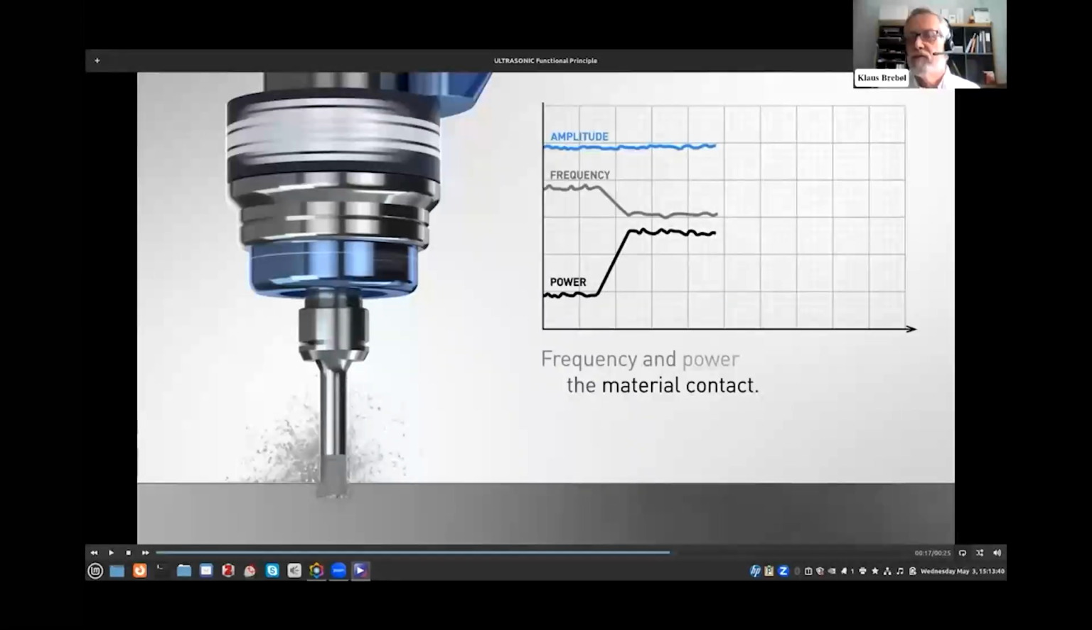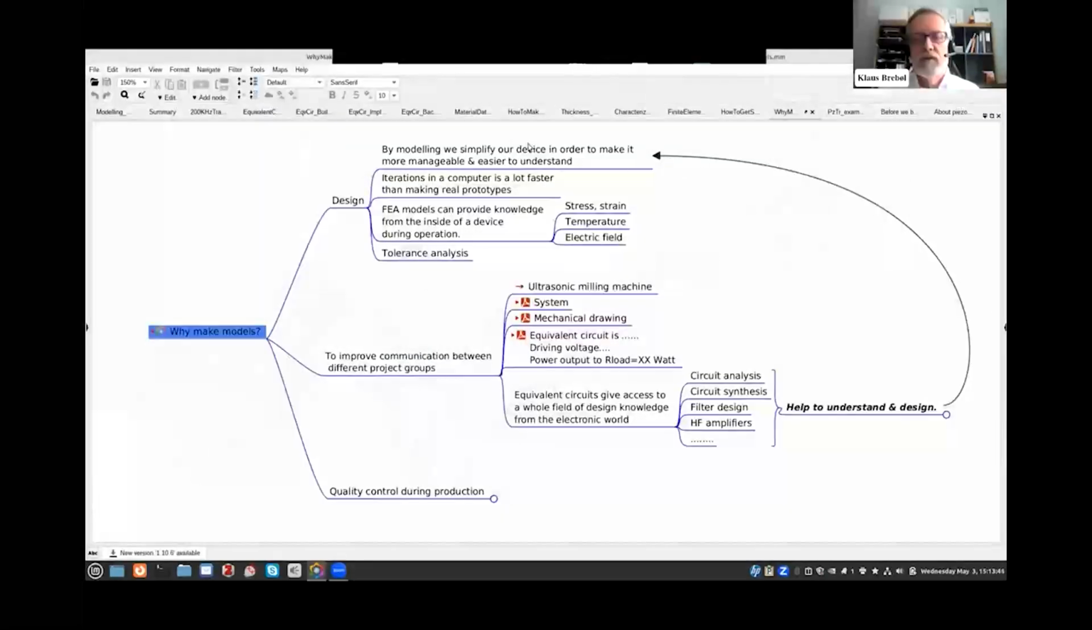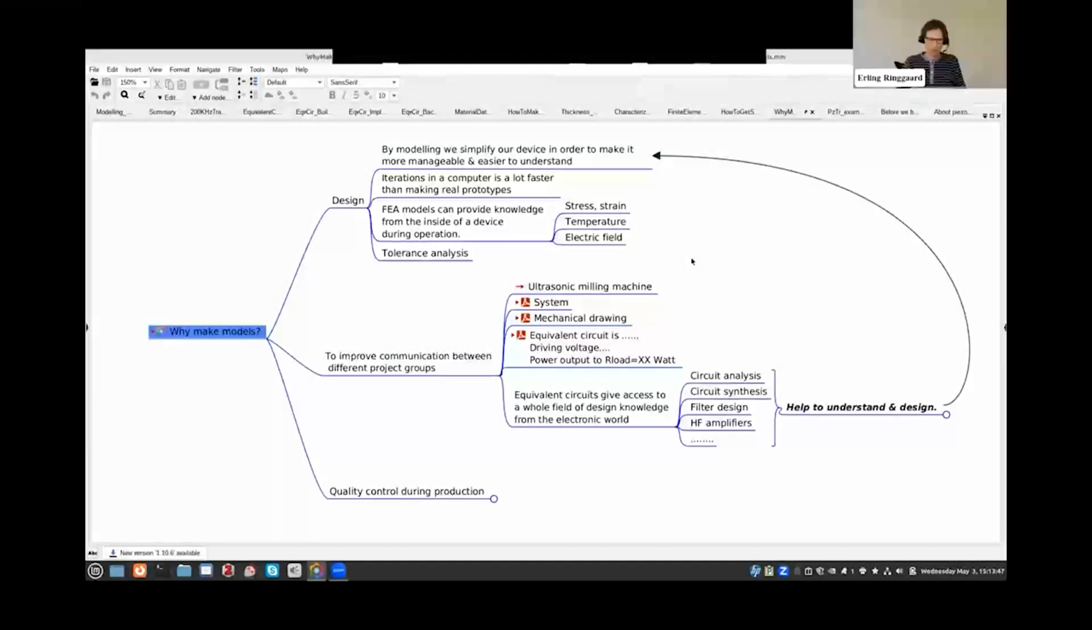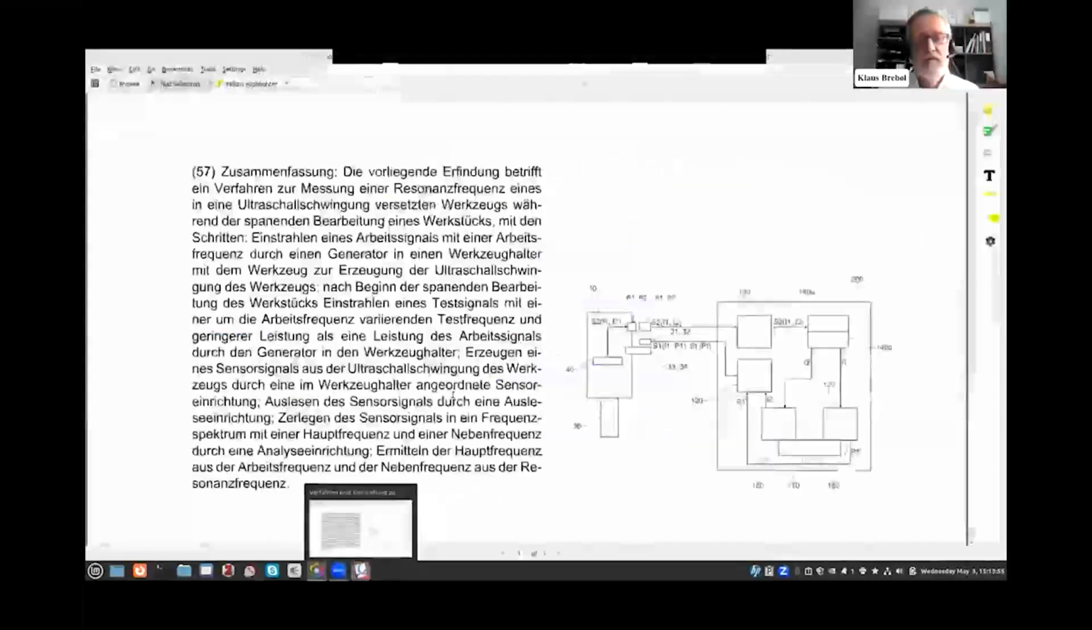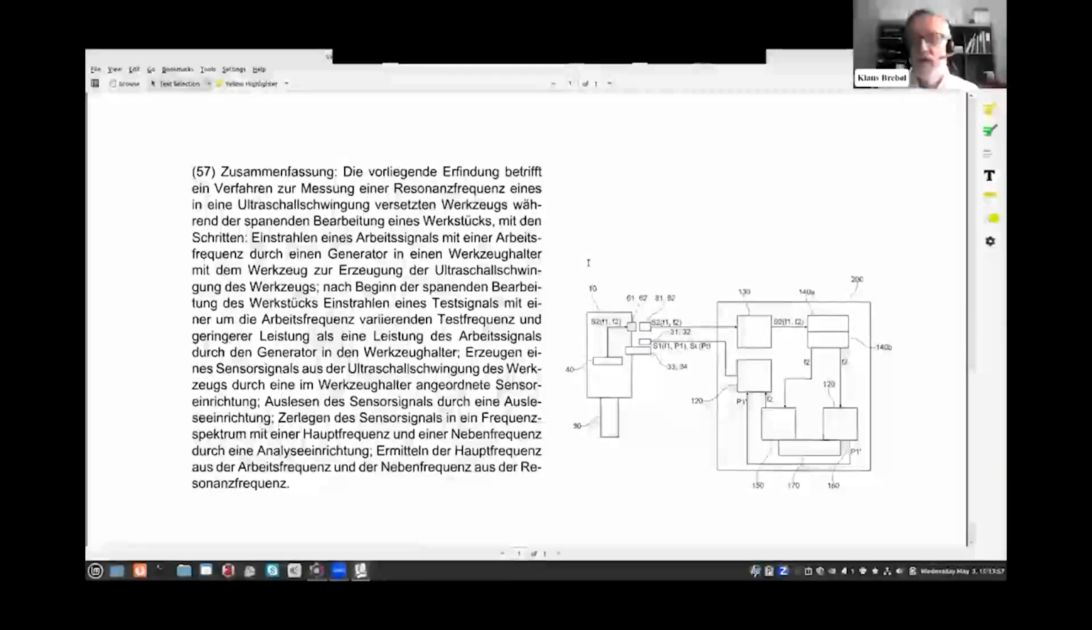Now I have to figure out how to get out of this. Just a moment. Can you see the memory map overview now? Yeah. Okay. Now I'm trying to show you a patent application. Let's see. Can you see it? Yes.